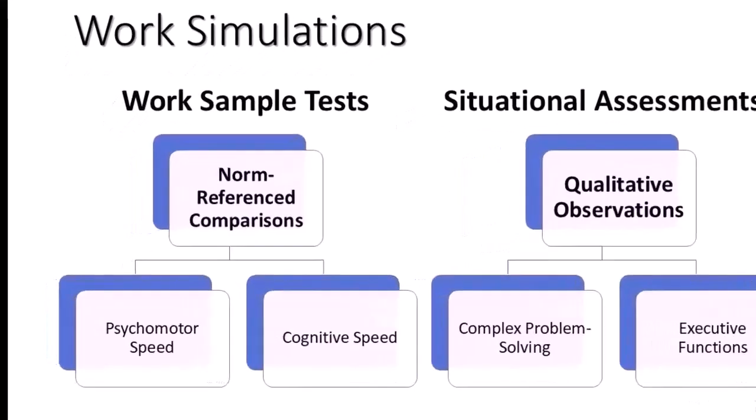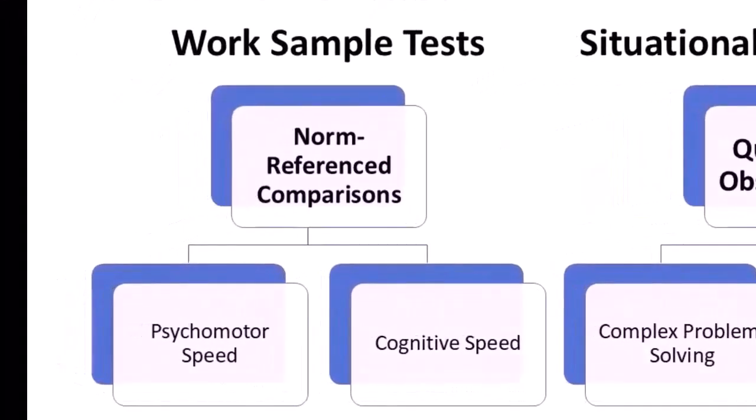We start with work sample tests, which are highly structured and designed for norm-referenced comparisons. They quantify productivity by measuring the time it takes to complete tasks under very standardized procedures, allowing for reliable comparisons against normative data. Think of it as measuring what a client can produce. So, precise timing and adherence to strict protocols, such as those in the parts placement and assembly tests we discussed?